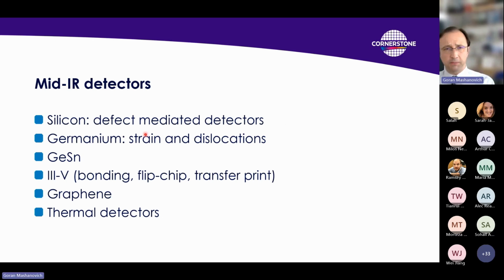In germanium, that can also be done. And because of strain and some dislocations, there were some good results at 2 microns, and Miloš and his team even got up to almost 4 microns.